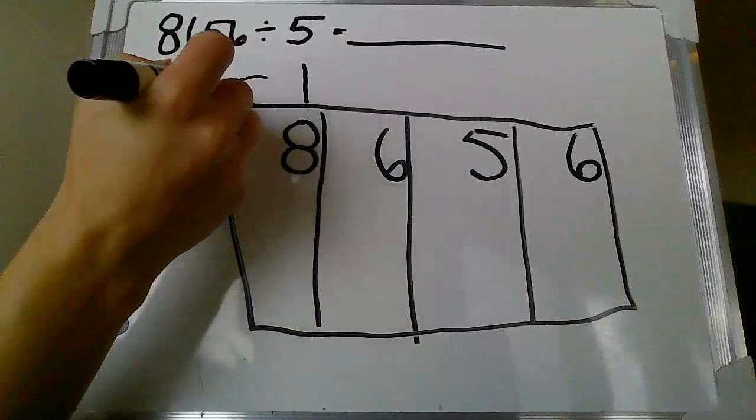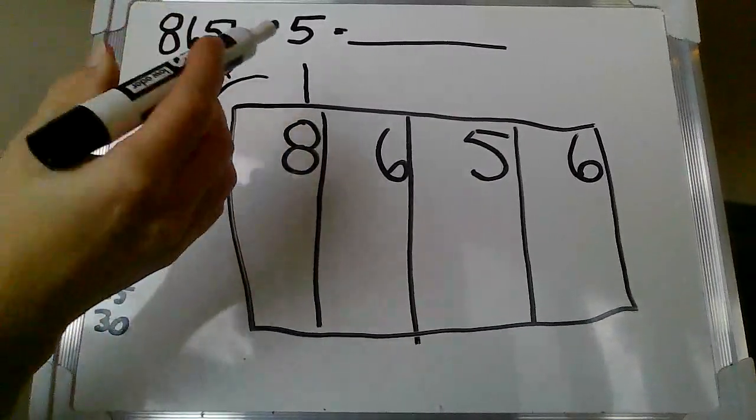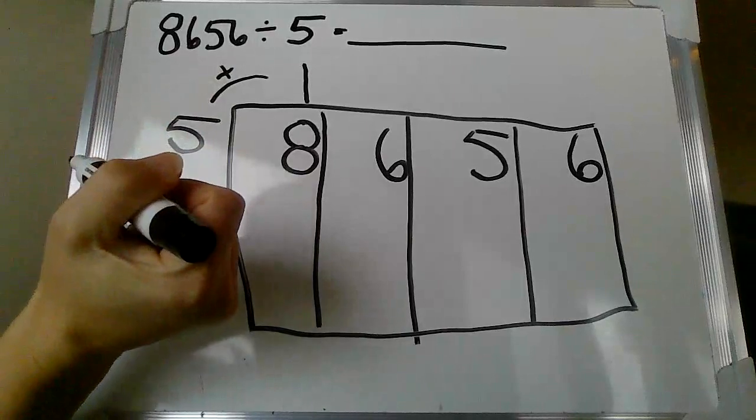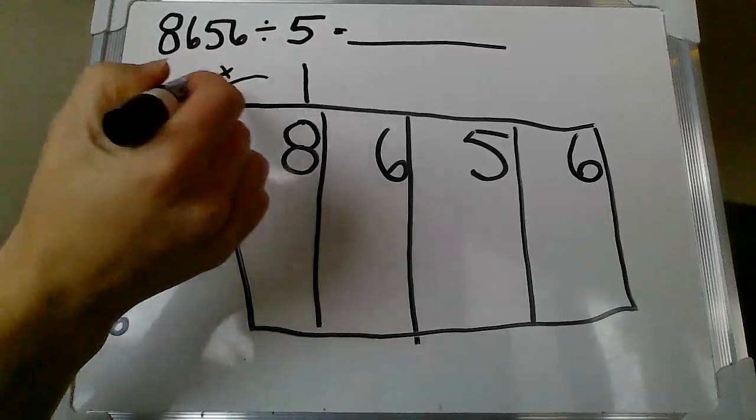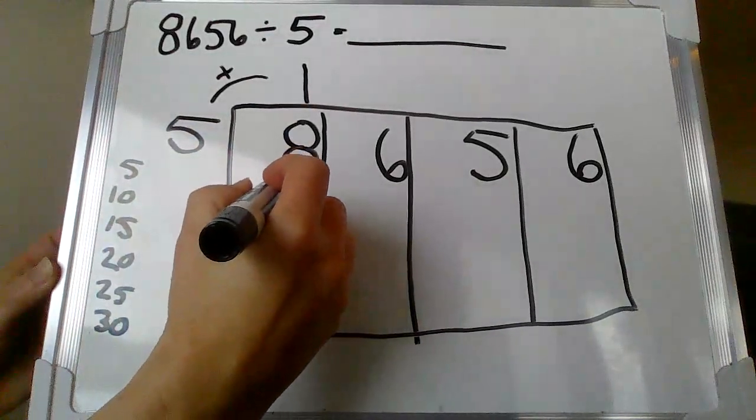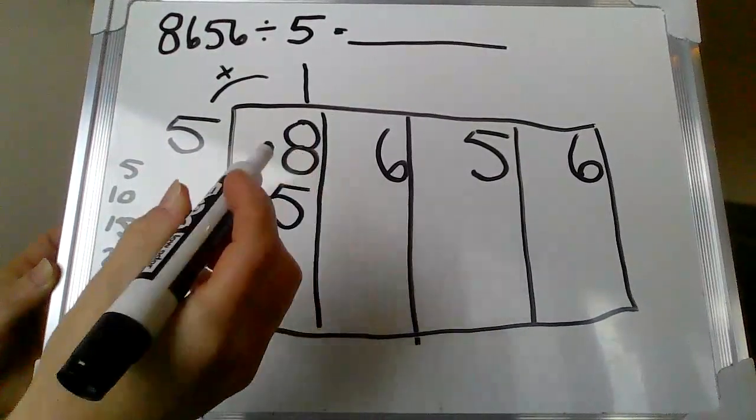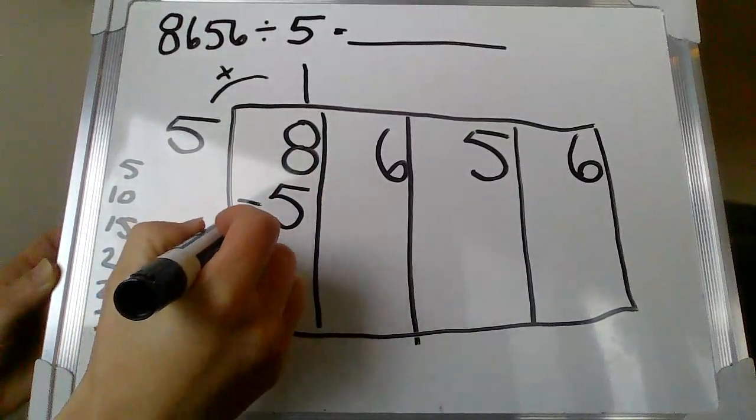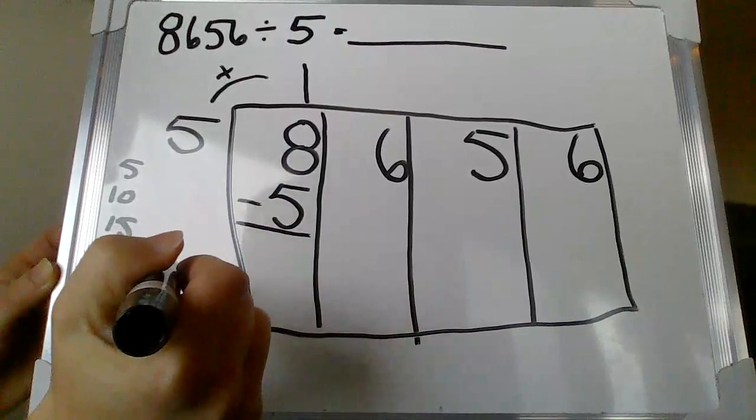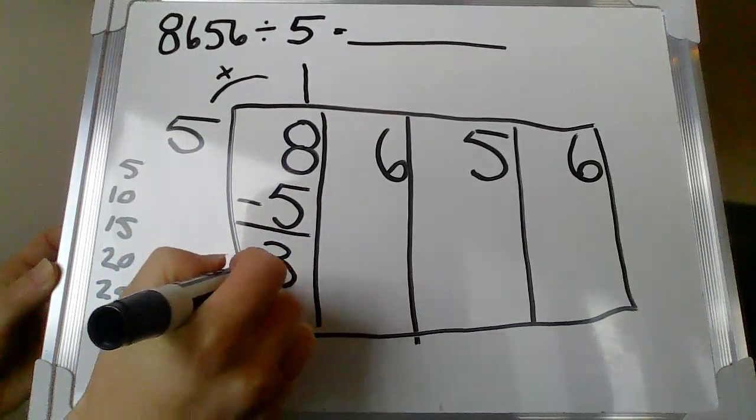Now this step right here, I'm going to multiply. And if it helps you, draw a little X to remind you that you're multiplying. 1 times 5 equals 5, and I write it right under that 8. Then I'm going to subtract this out. 8 subtract 5 equals 3.